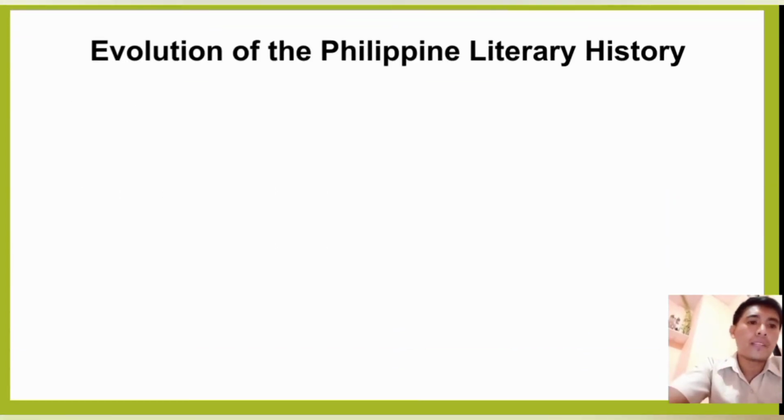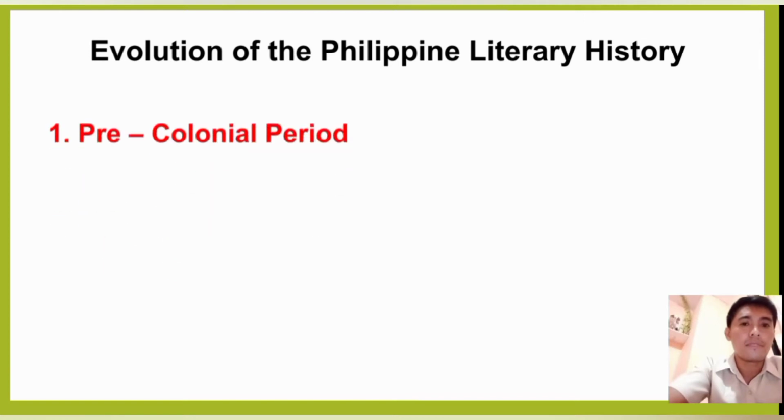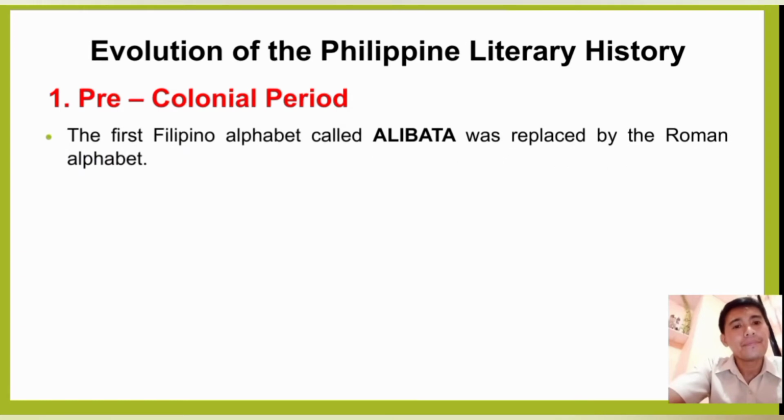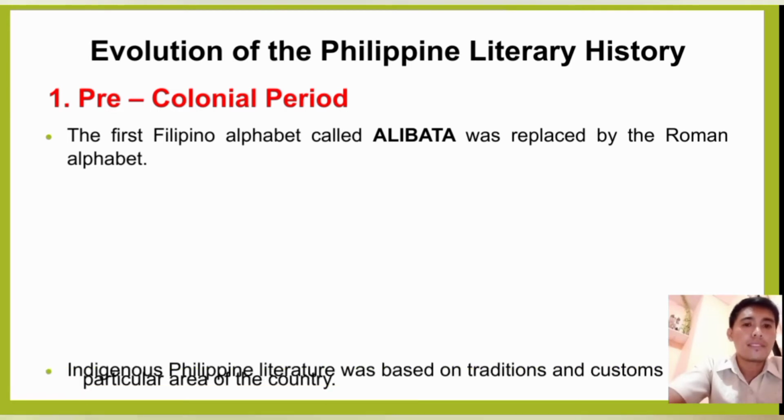Evolution of the Philippine literary history. First, we have the pre-colonial period. When we say pre-colonial, before the colonizers came to the Philippines. The evolution of Philippine literature depended on the influences of colonization and the spirit of the age. The first Filipino alphabet, called Alibata, was replaced by the Roman alphabet.